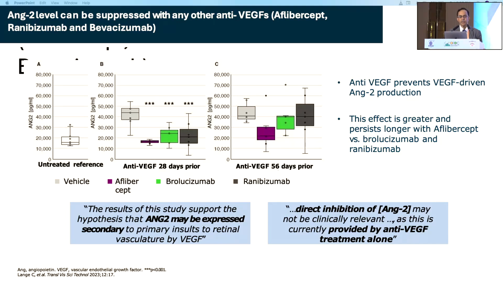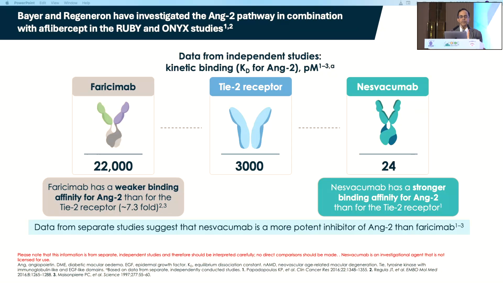So we know that the results of this study support the hypothesis that Ang2 may be expressed secondary to primary insults to the retinal vasculature by VEGF, and direct inhibition of Ang2 may not be clinically relevant, as this is currently provided by anti-VEGF treatment alone. Bayer and Regeneron have investigated the Ang2 pathway in combination with aflibercept in the Ruby and the Onyx studies.